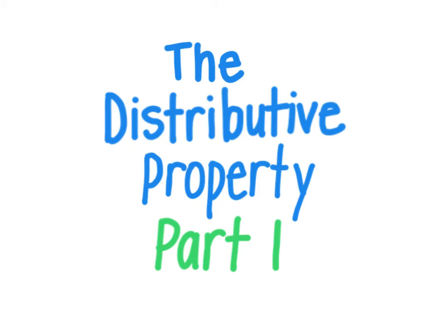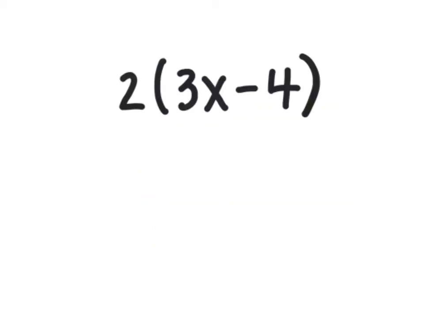Today we're going to look at the distributive property. We'll look at the first part of the distributive property, which involves multiplying a constant by something inside a set of brackets. To learn about the distributive property, we need to understand what the 2 out front of the set of brackets is doing in this case.